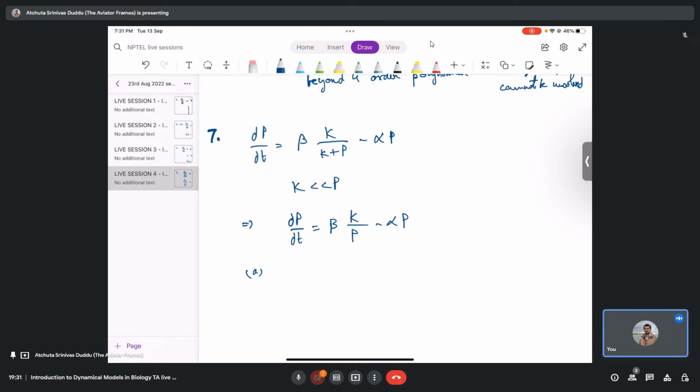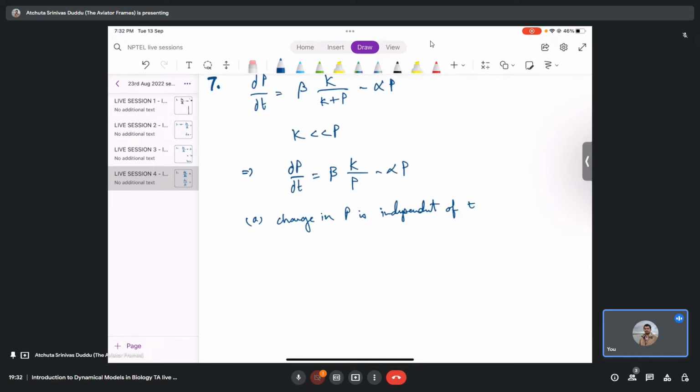The first part is to show that the system does not have oscillations. The change in P with respect to t does not depend on time. It is purely independent of time and depends only on the value of P. So dP/dt, which represents how the system is changing, is independent of time. So it's an autonomous system, where the change in the system is independent of time. Hence, we can directly see that there are no oscillations. For oscillations to be present, this is not supposed to be the case.